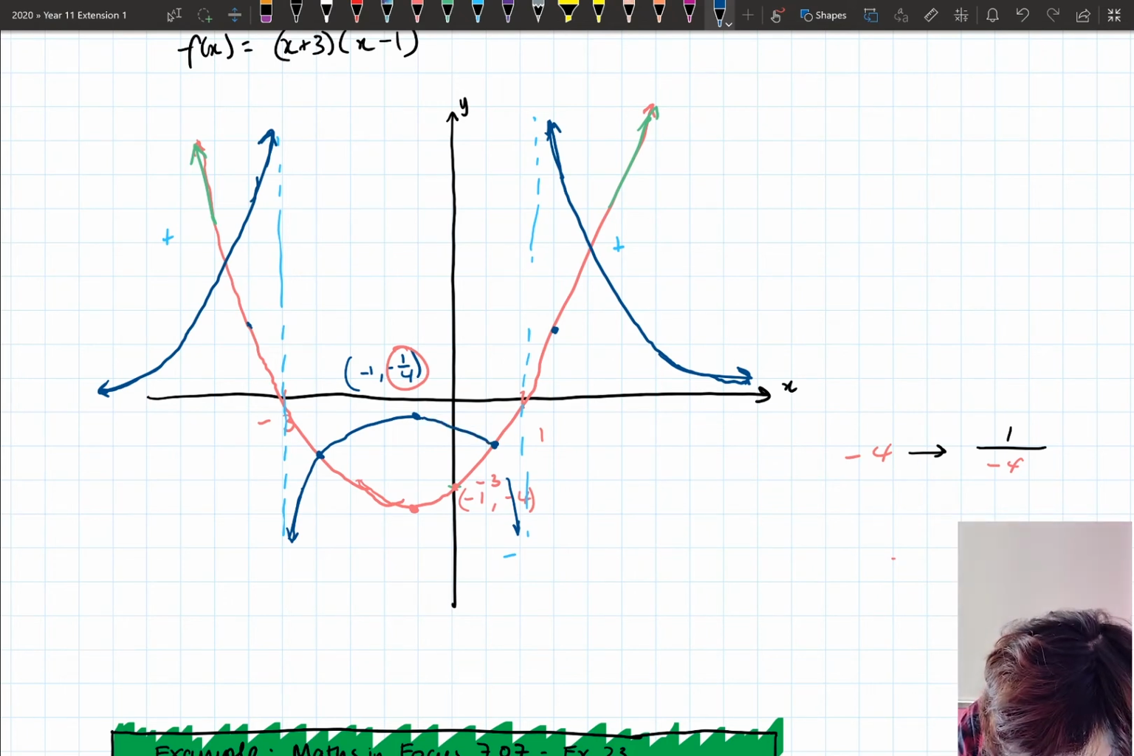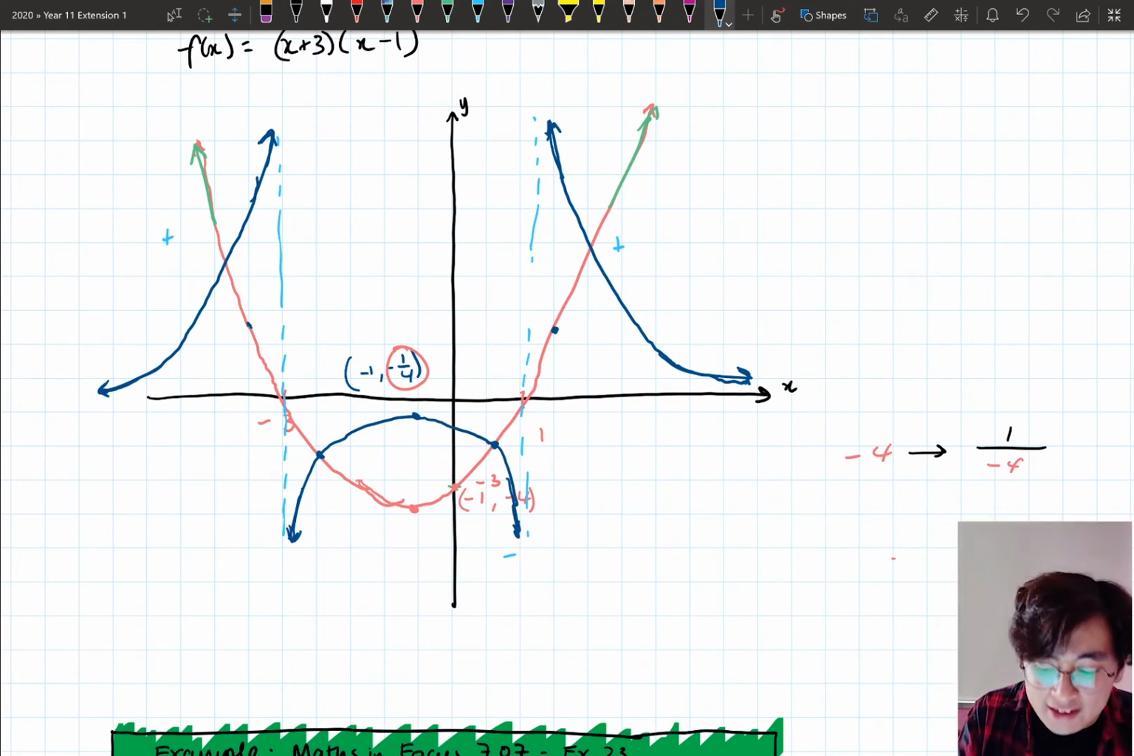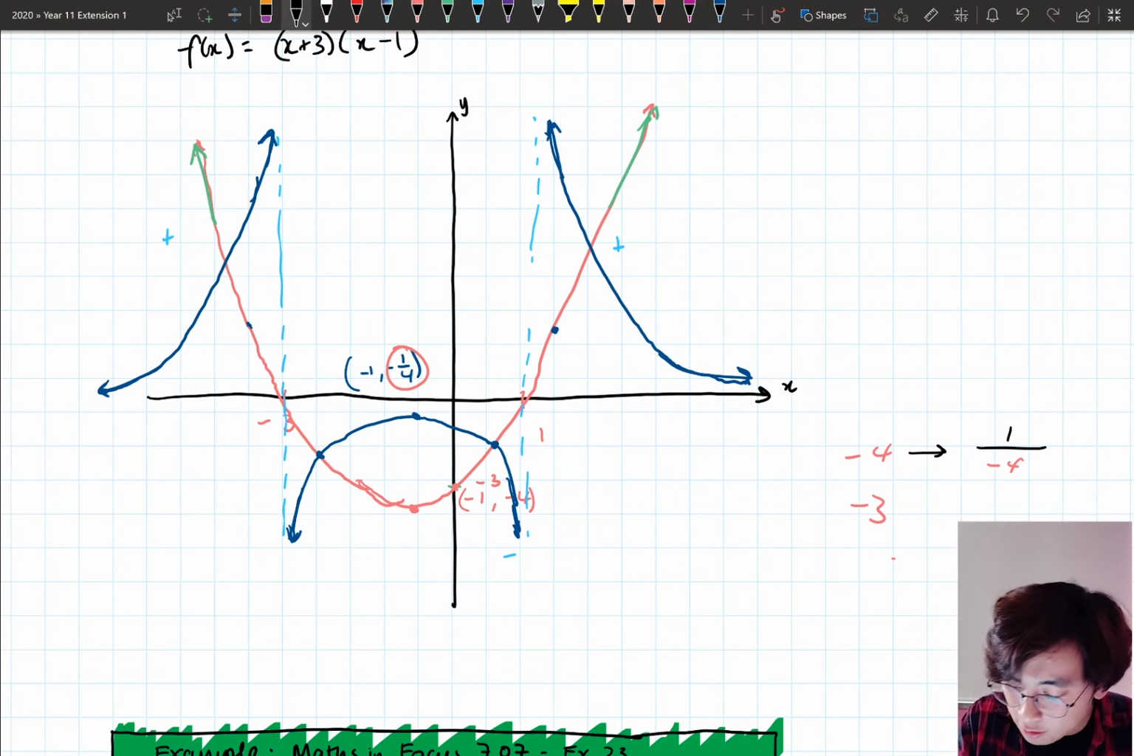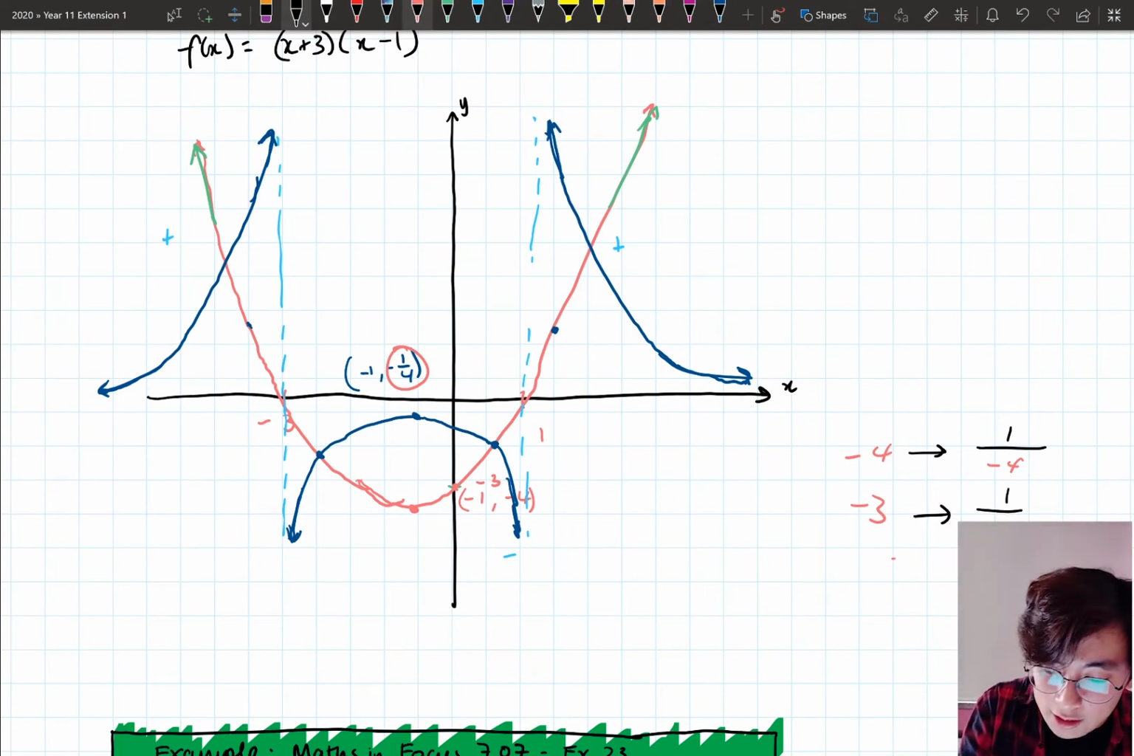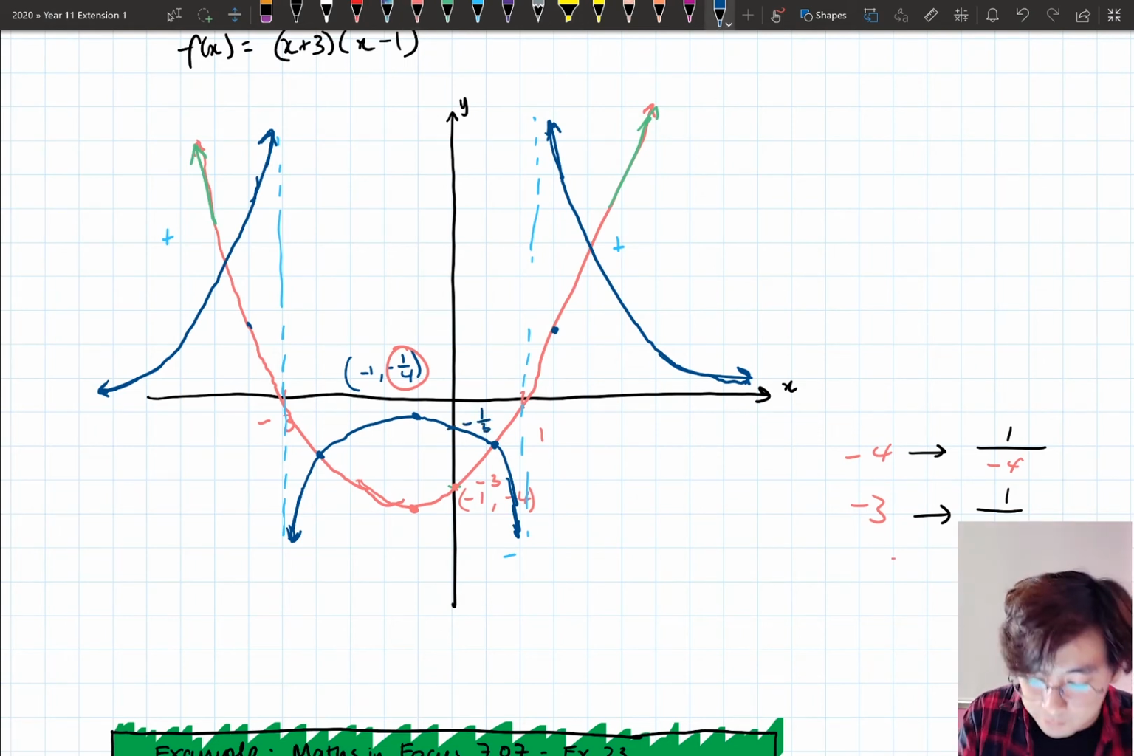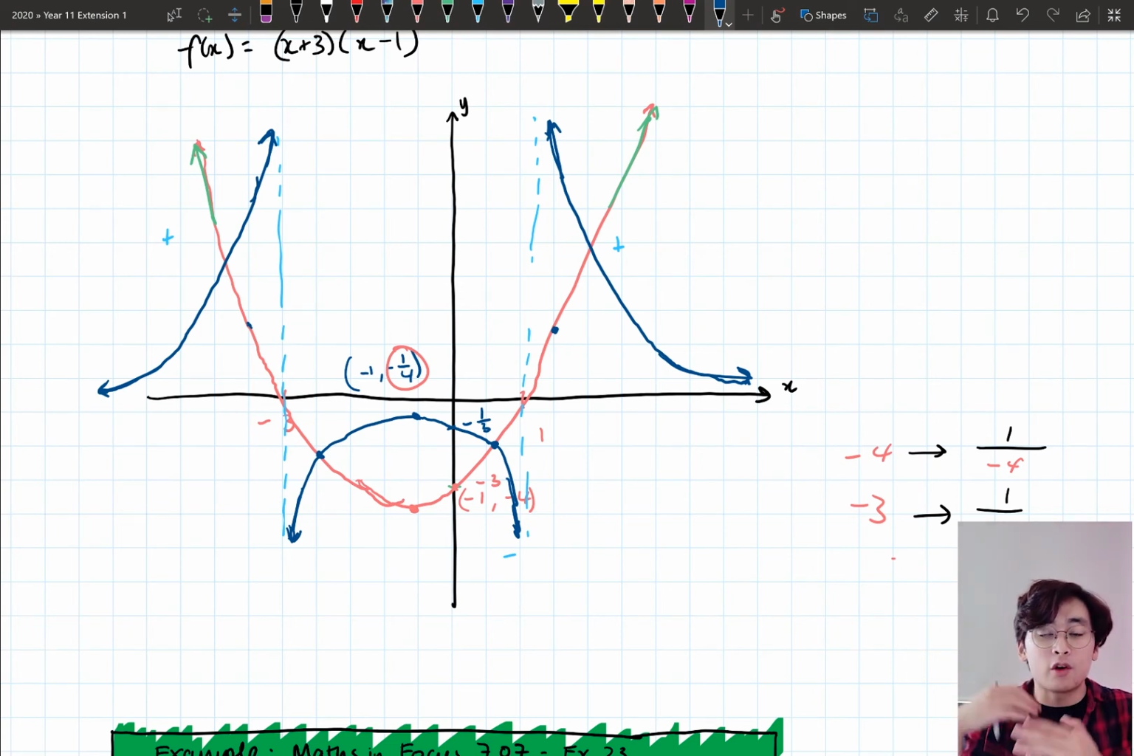It goes back down. Now the other thing is, we had a y-intercept at negative 3. That negative 3, in the same way that negative 4 went to 1 over 4, is going to go towards 1 over negative 3. So we have a y-intercept this time at negative 1 over 3. Okay, so there we go. That is my graph of my reciprocal function. Bit tricky at first, but there's a few steps. If we go through those steps, there's a systematic way of approaching how to graph this function.